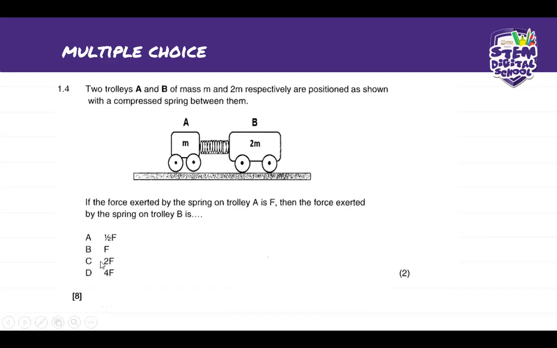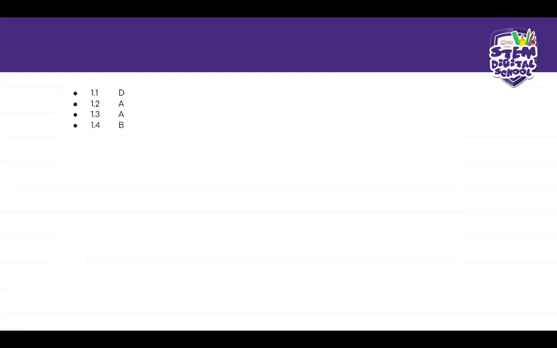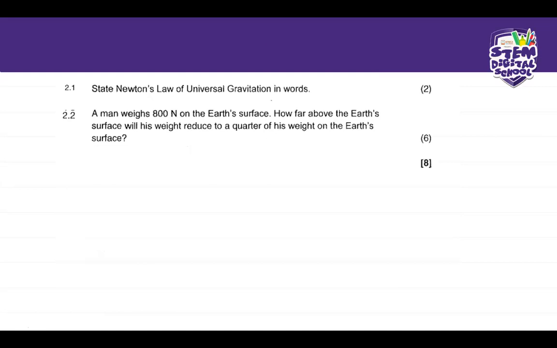So we move to number 1.4. It says two trolleys A and B of mass M and 2M respectively are positioned as shown with a compressed spring between them. We've got mass A and mass B. If the force exerted by the spring on trolley A is F, then the force exerted by the spring on trolley B is F as well. Whatever force is exerted on this one will be the same force exerted on this one. So these are our answers, and I hope you all got them right. Now we're moving to number 2.